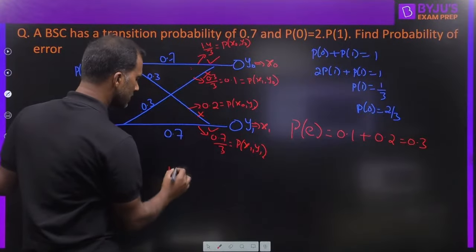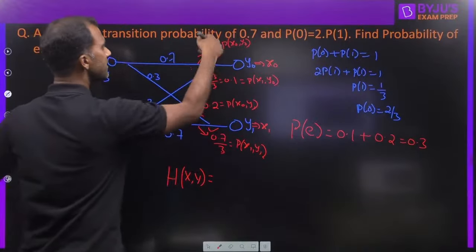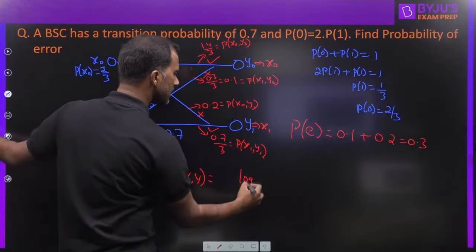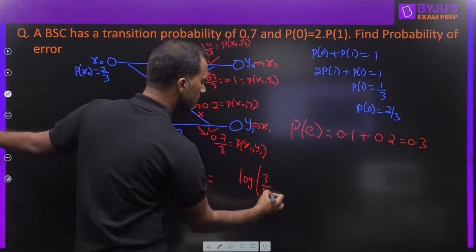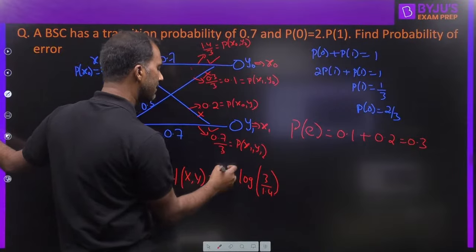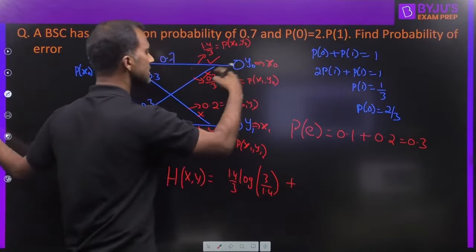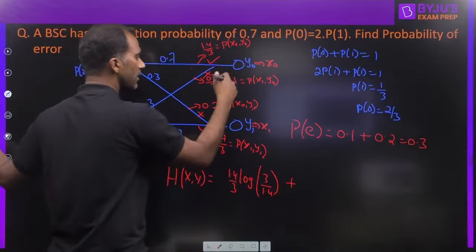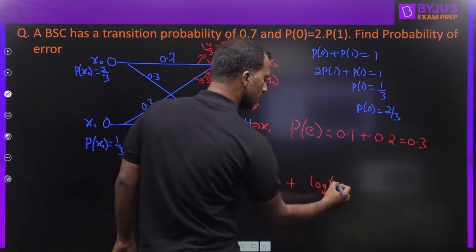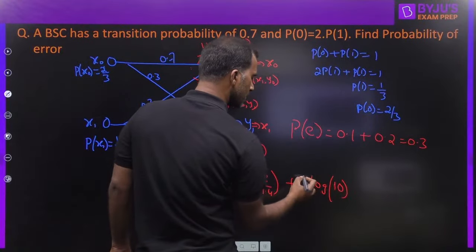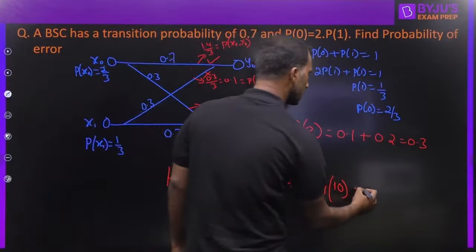Okay, so H of x comma y. Let's do the calculation here. Very simple calculation. What is the information in this? If you want to find the information, it's logarithm of 1 by probability. 1 by probability is 3 by 1.4, and multiply with the same probability, 1.4 by 3. Plus, what is the information in the second joint probability? 0.1. It is logarithm of 1 by 0.1, which is 10, and multiply with the probability 0.1, because we are finding the average information, average entropy.